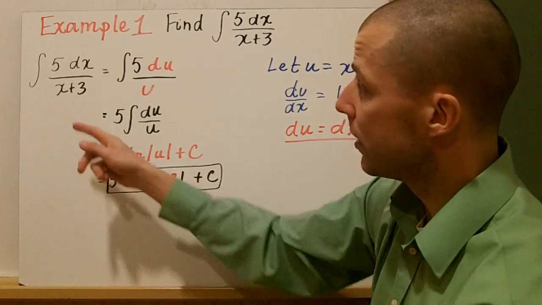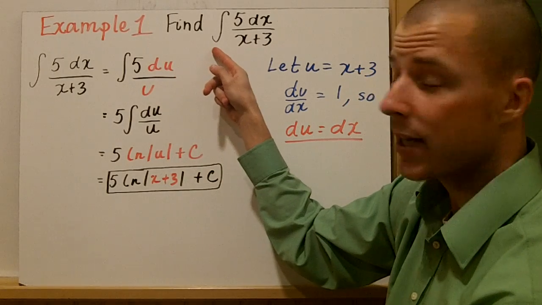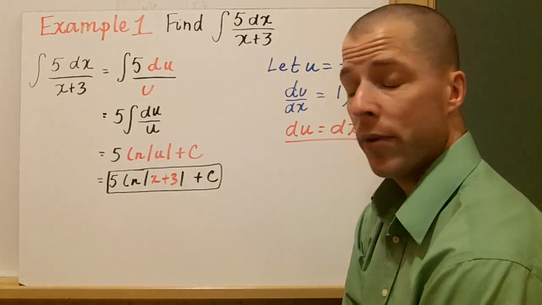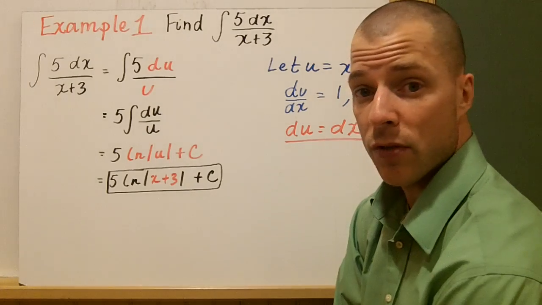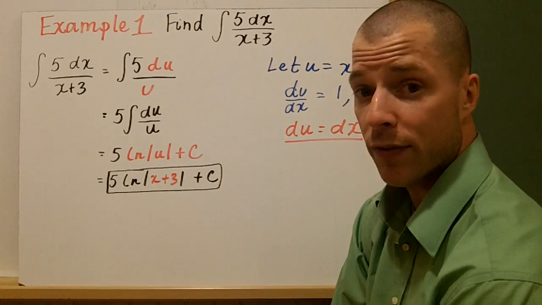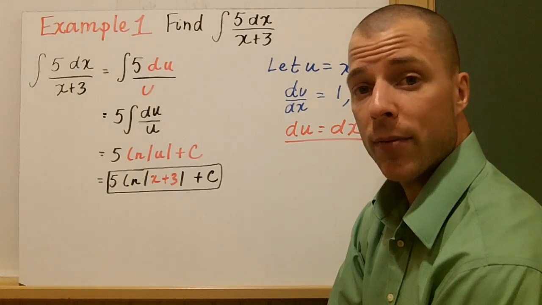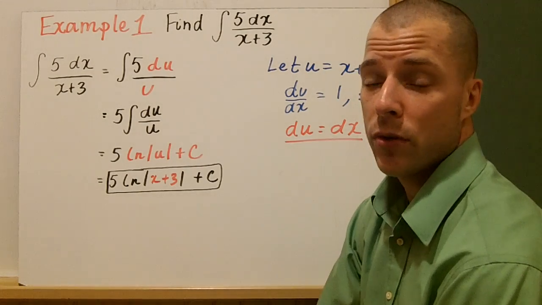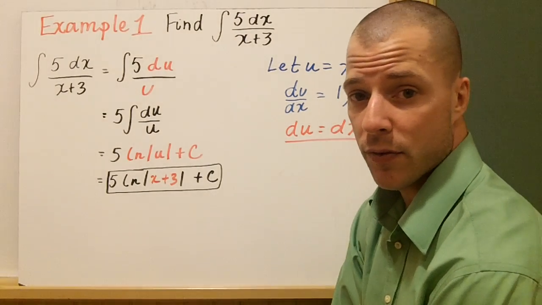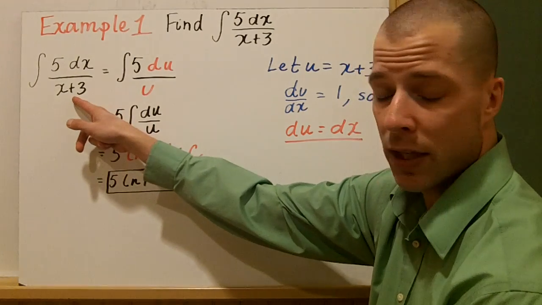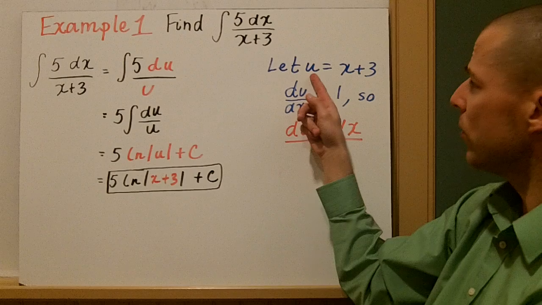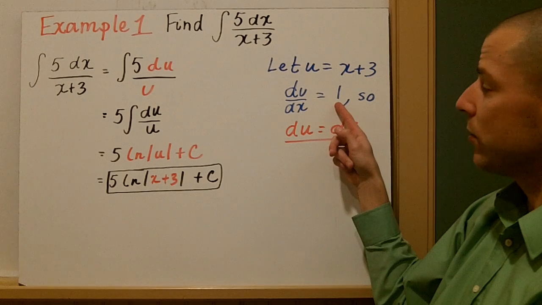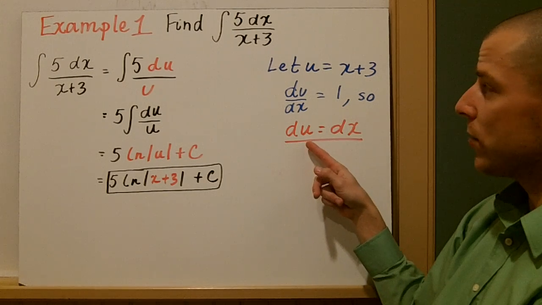Our first example is finding the antiderivative of 5 dx over x plus 3. When we first look at this, we're really going to just pick a u value. You can use U-Substitution for any antiderivative problem, but it doesn't always help. Sometimes if you pick the wrong function for u, you get a harder integral, so you have to be really careful. In this case, we're going to let u be x plus 3. When you differentiate that, we get du dx equals 1, so du equals dx.